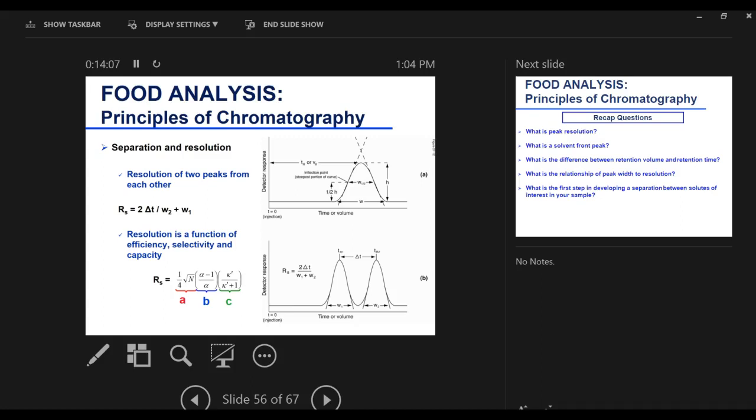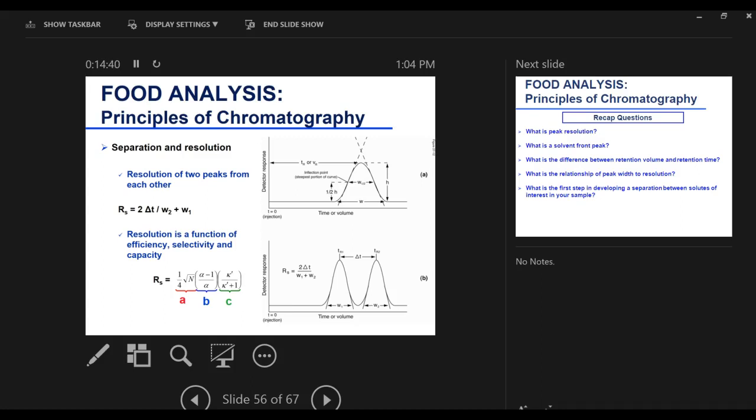So the narrower the width, the better the resolution is going to be. So it's inversely proportional to the width of your peak. Okay? And it's directly proportional to the difference in time. The difference in time is the difference between retention time 1 and retention time 2. So the bigger the difference, the higher is the resolution. That is a simple way of looking at it.